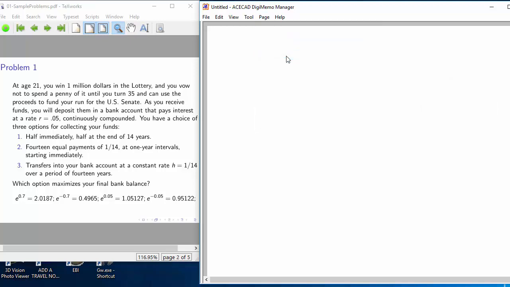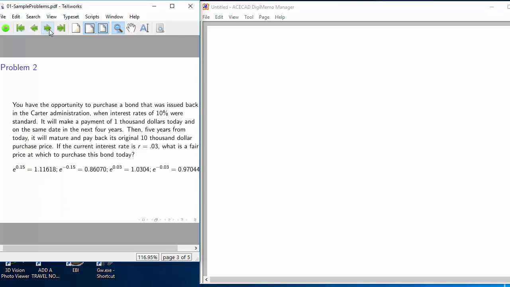Bring up a new page. Bring up a new problem. And let's think about how to price a bond. Way back when, in the Carter administration, inflation was high and interest rates were correspondingly high. Interest rates of 10% were not uncommon. Municipalities were actually issuing bonds at a 10% rate, but you needed to get 10% back on your money because inflation was about 10%.